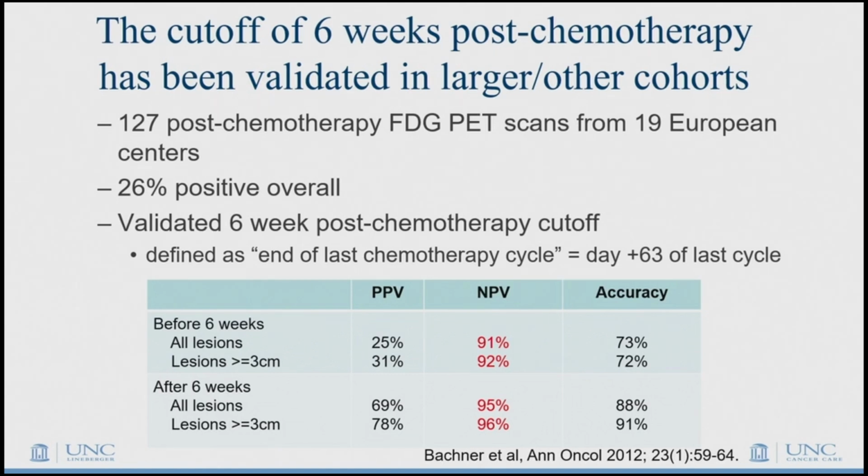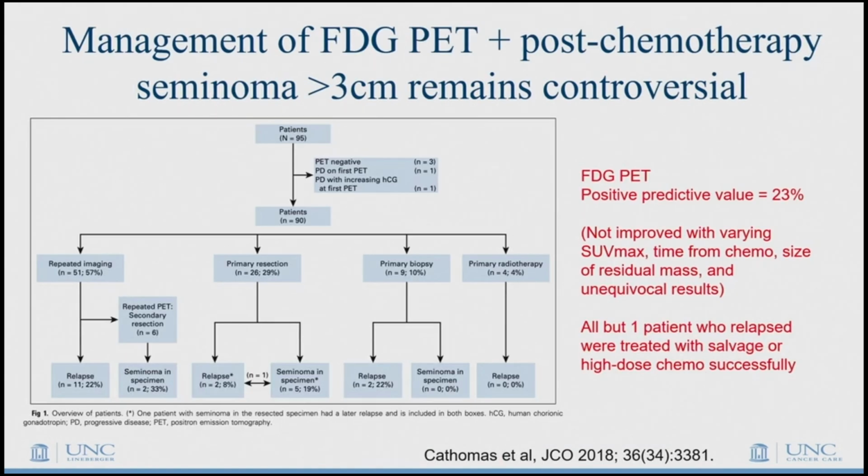to really improve on positive predictive value. You can see here, before 6 weeks, your positive predictive value for all lesions is only 25% or 31%, so your accuracy is in the 70s. But if you wait until the correct time point after chemotherapy, you can improve that significantly with a positive predictive value of 78% for lesions greater than 3 centimeters and an accuracy of 91%, and pretty good negative predictive value. So, after the SEMPET trial, guidelines started to adopt that we should be using PET post-chemotherapy in lesions greater than 3 centimeters for seminoma patients to help us decide whether to take them to surgery or not for RPLND.